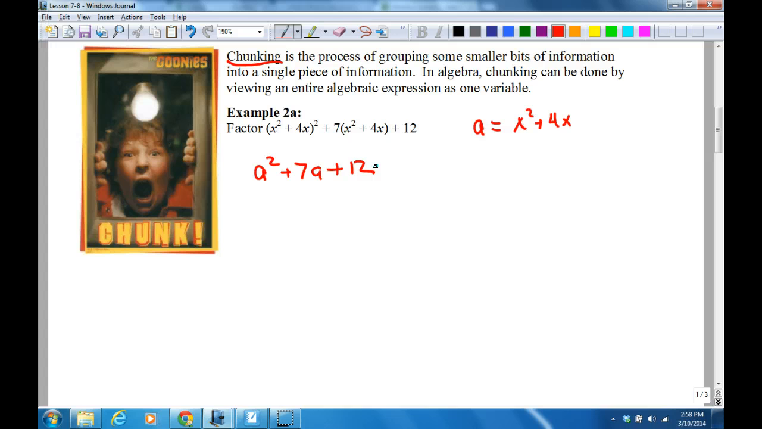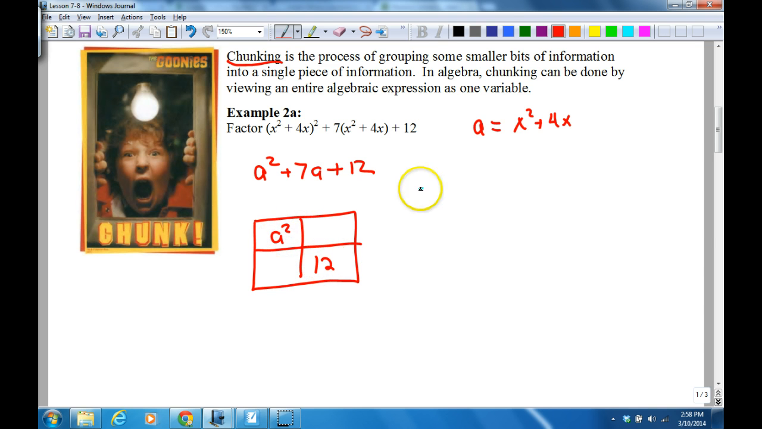Okay, so what factoring method am I going to use for this? Box. Very good. We're going to use a box because it's a quadratic, 3 terms. Okay, so here we are. What goes in the top left box? A squared. What goes in the bottom right? 12. So a squared times 12 is 12a squared. What are my factors of 12a squared that add up to be 7a? 3a and 4a.